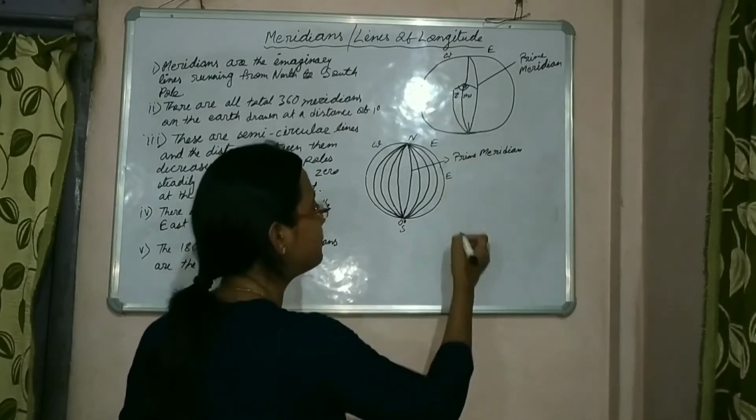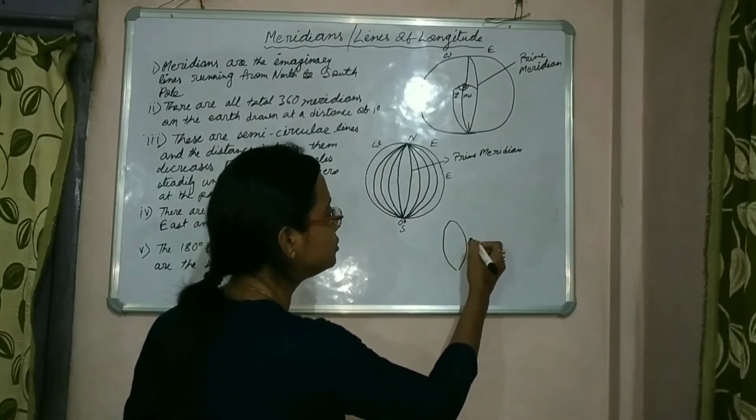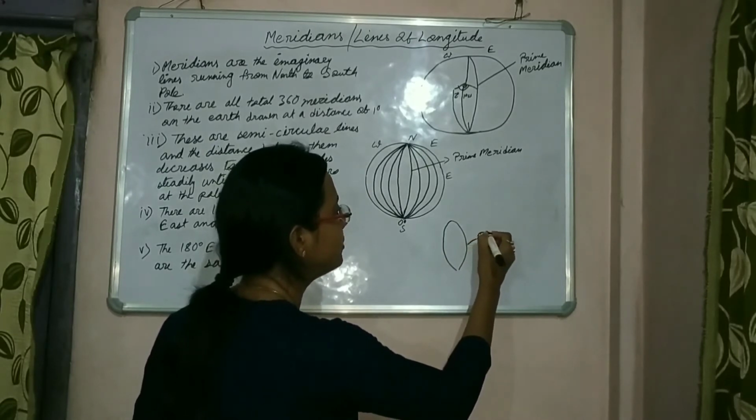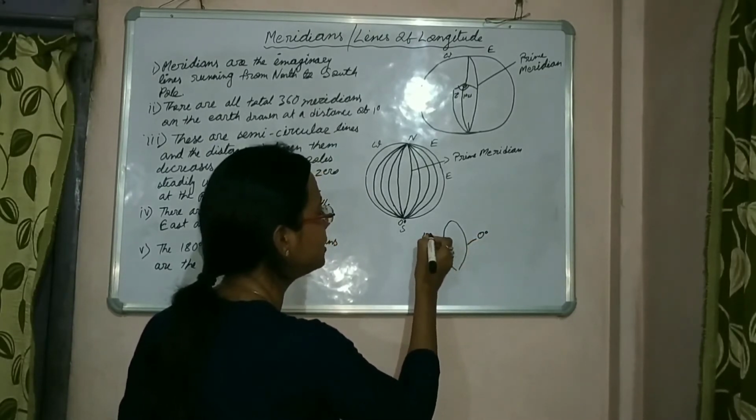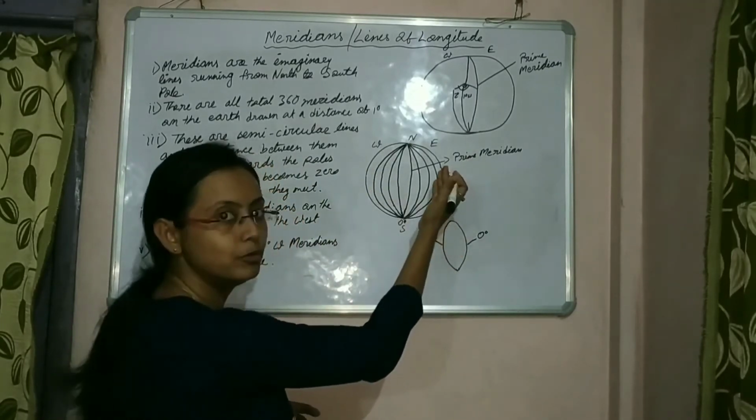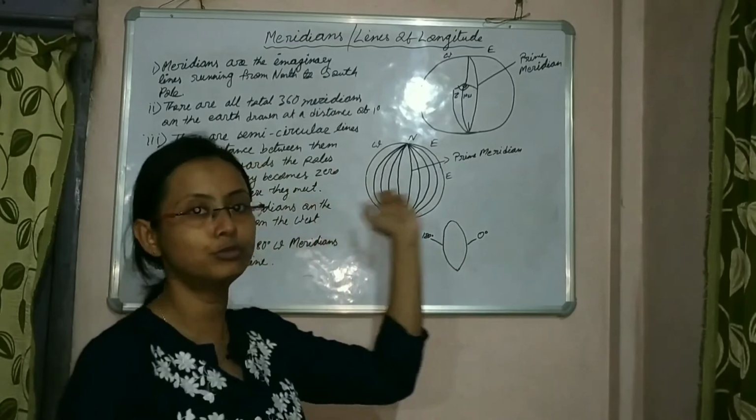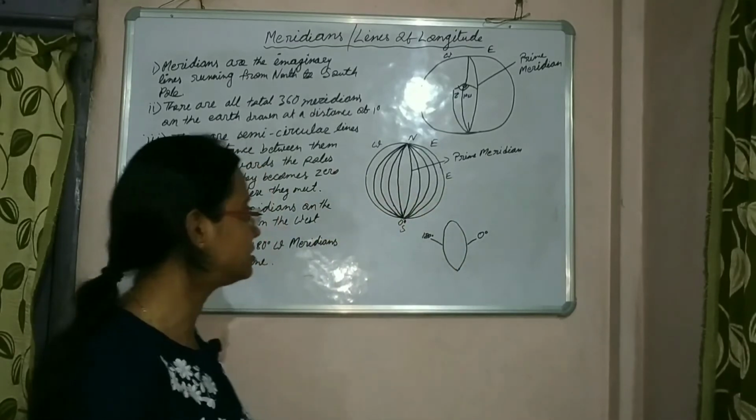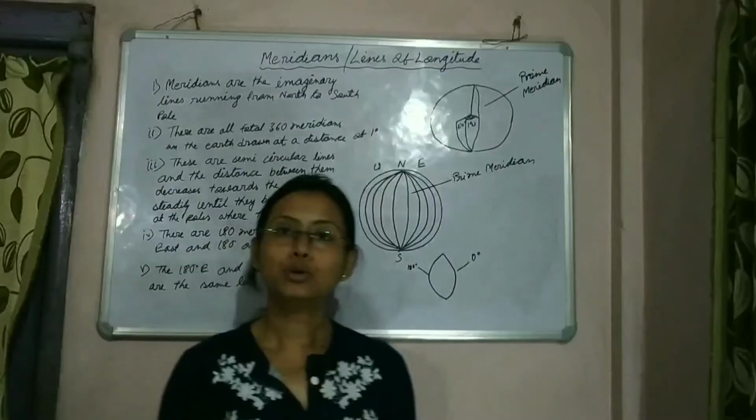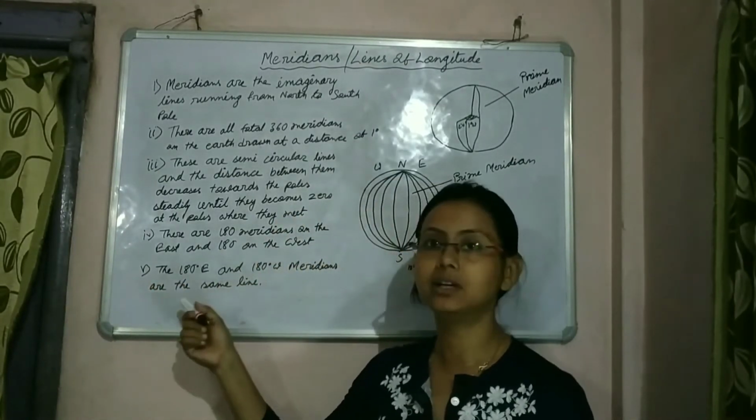And this line is located just opposite of the prime meridian. So here we have the prime meridian, the 0 degree meridian, and just opposite to the 0 degree meridian we have the 180 degree meridian, which from the eastern side when we move, we call the 180 degree east, and when we move towards the west, we call the 180 degree west. But both these 180 degree east and west meridians are one single line.